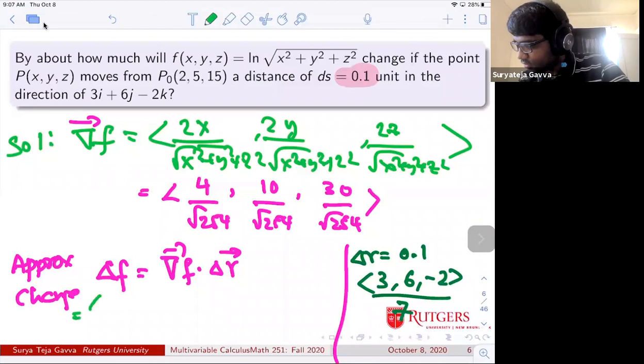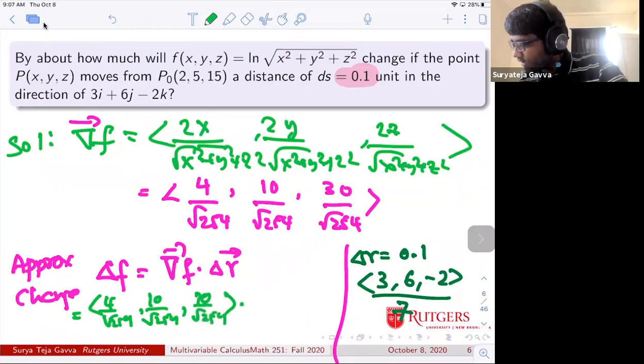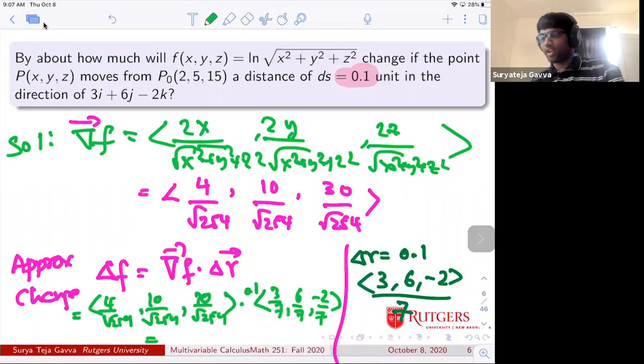So this is nothing but 4 over square root 254, 10 over square root 254, 30 over square root 254, dotted with 0.1 times this, so 0.1 times 3 over 7, 6 over 7, and minus 2 over 7. Okay, so you just compute whatever value you get here.